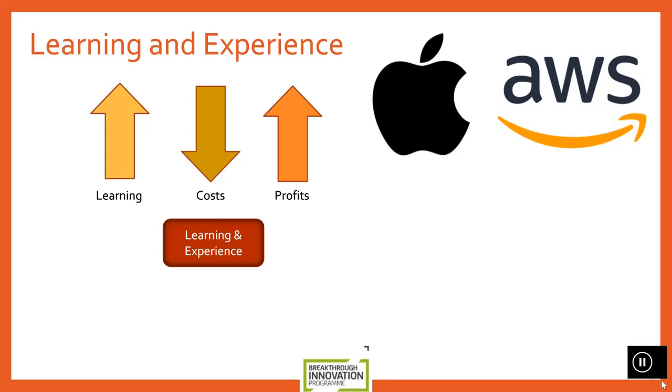Amazon Web Services is another example. They develop new technology for use on Amazon's own services, and then having learned and gained experience, they then later make this available to their customers via AWS. So artificial intelligence, image recognition, natural language processing, machine learning.